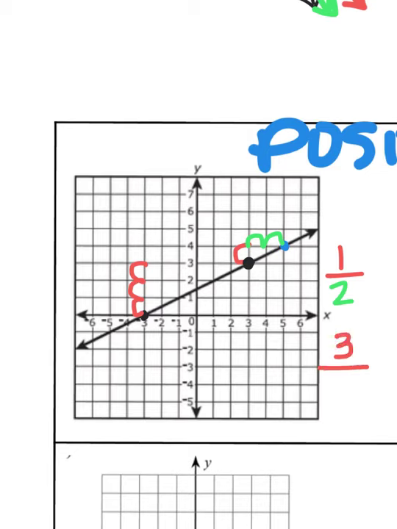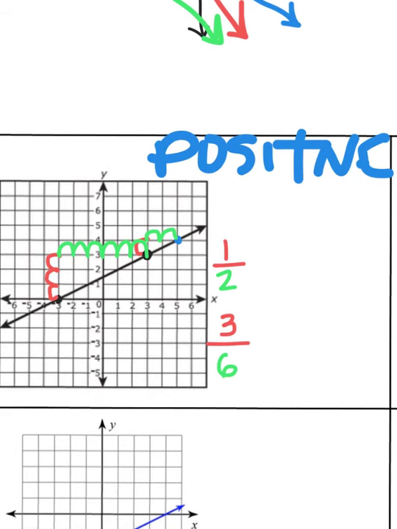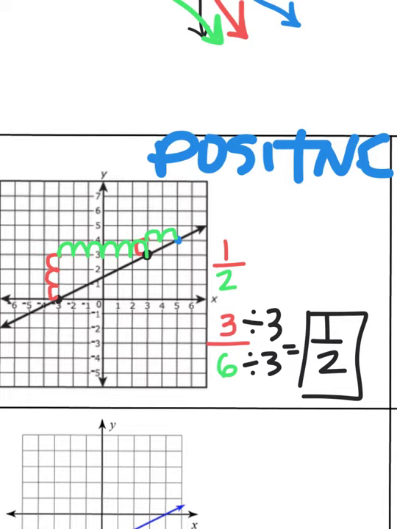And now I need to count over from here to the point. 1, 2, 3, 4, 5, 6. So my slope is 3 over 6. But notice 3 over 6, what does that simplify to? If I divide both of them by 3, I end up with 1/2. So it didn't matter which point I chose as long as I simplify.